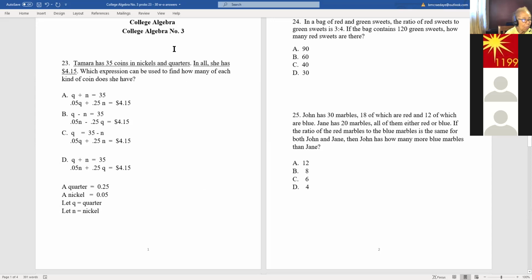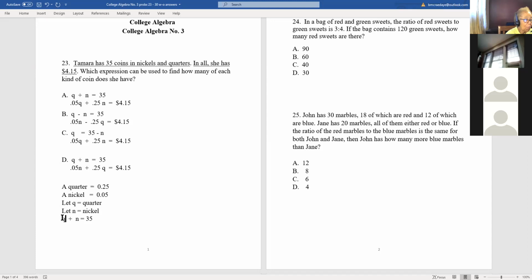So they gave us that you have 35 coins in nickels and quarters. All right, Latoya, how would you write that as an equation? Q plus N. Okay, Q plus N equals what? 35. Okay, so let's make that a small q to be consistent. So the number of quarters plus the number of nickels is equal to 35.